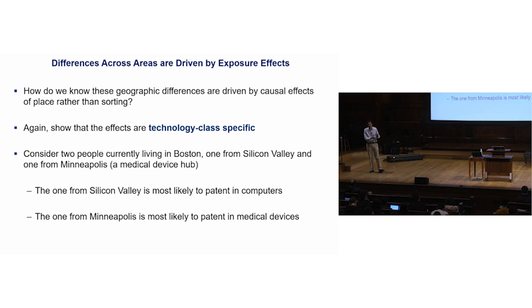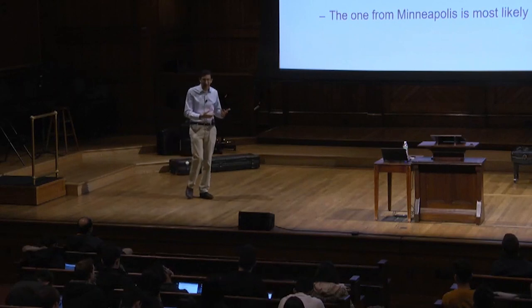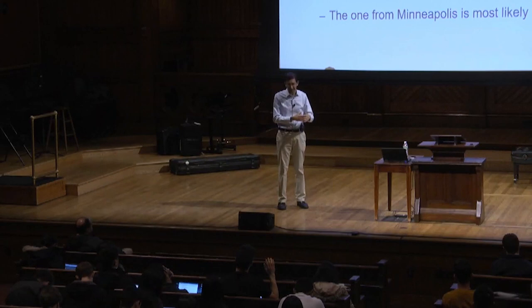That turns out to be true not just at the level of computers versus medical devices, but at that very fine level that I was showing you before, like oscillators, modulators, et cetera. Whatever was going on in the area around you is exactly the type of career you're likely to pursue in adulthood. Again, this suggests that exposure and environment really seem central here and have an important causal effect.